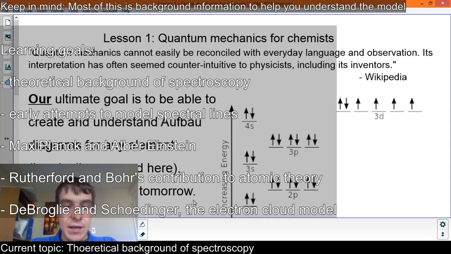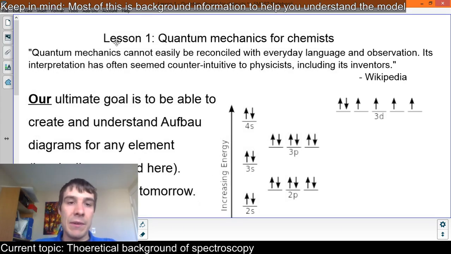So we're going to take away this. Just a little quote from Wikipedia here. Quantum mechanics cannot easily be reconciled with everyday language and observation. Its interpretation has often seemed counterintuitive to physicists, including its inventors.